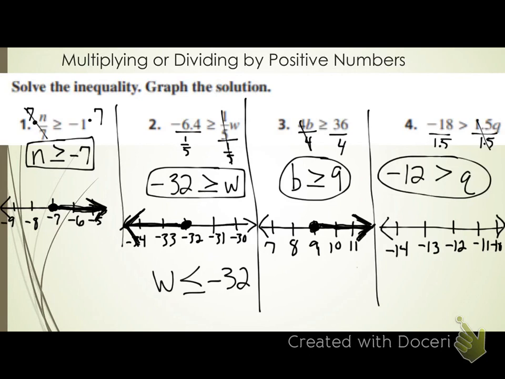Open or closed on negative 12? Open. Negative 12 is not included in my solution here. Shading to the left or the right? Left. Once again, if you need to, flip it around with the variable on the left. Any questions on these 4 examples? Feeling okay about it? Can I move on?